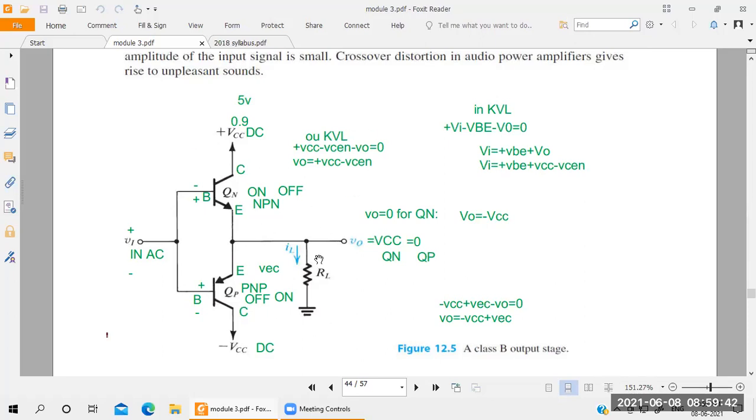So here we have the complete circuit diagram of the class B. After that, you have to analyze which one is in on condition and which one is in off condition. So VI is what here? AC, right? Suppose when AC is in the positive cycle, meaning positive voltage here, which transistor becomes on? Which transistor becomes on?